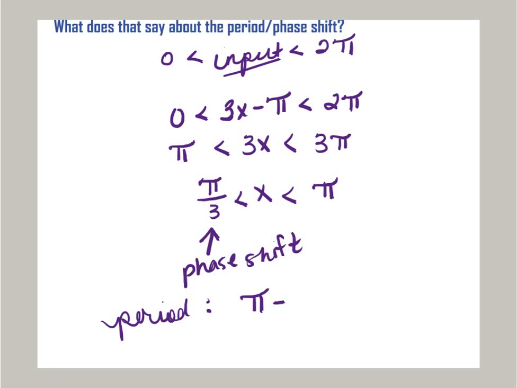So what we need to do is to figure out what that distance is. So we're just going to simply subtract. 1 minus a third is 2/3. So 2 pi over 3 is our period.